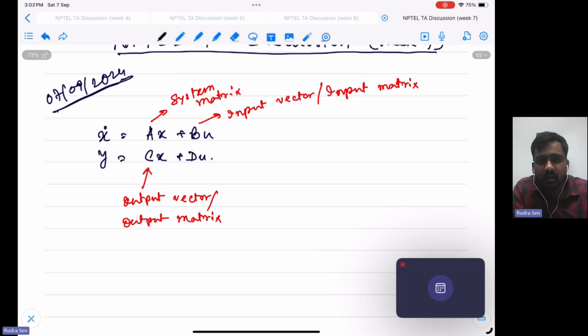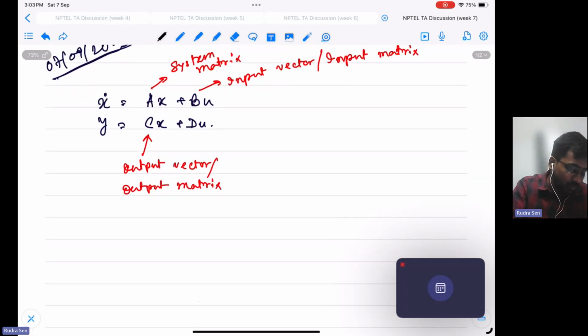In general, when we talk about proper systems, we talk about the proper transfer function, where the number of zeros is less than the number of poles. In that case, D is considered as zero. So right now we consider that D is zero. So these three are the things.